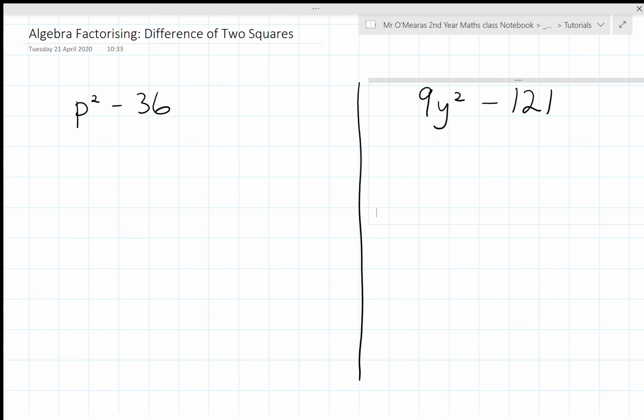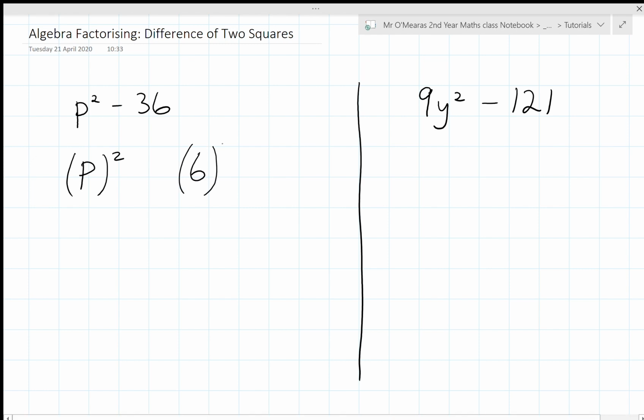So how do we know they're square numbers? Well, the variable p squared is going to give you p squared. That's straightforward enough. And we know that 6 squared gives you 36. So we have two square numbers and one is being subtracted from the other. So that's why it's called the difference of two squares.